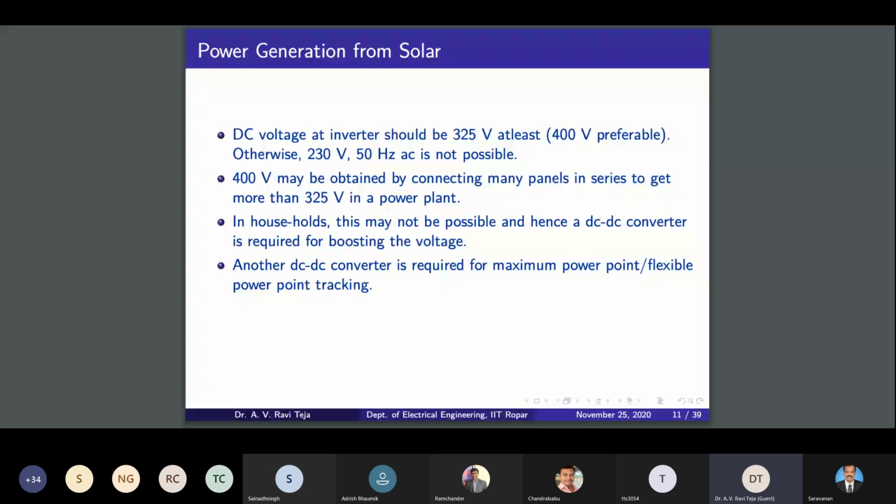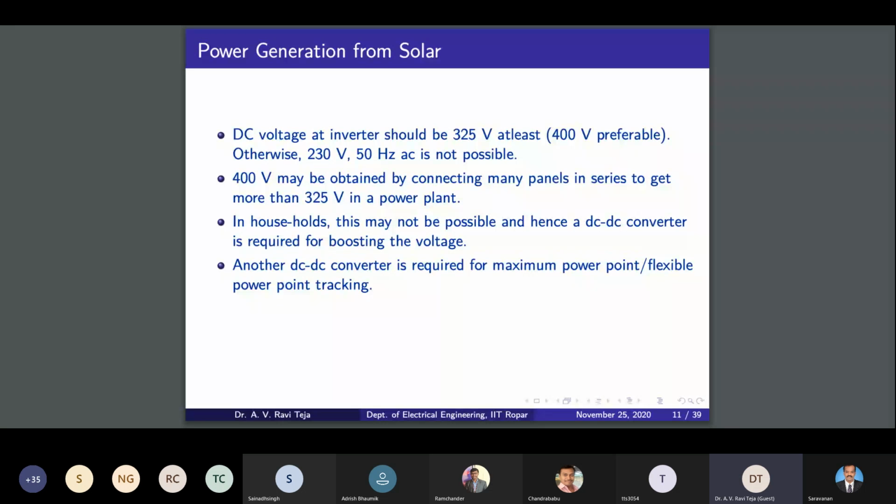So in that situation, what you have to simply do is you have to generate only that much power that the load is demanding, because your battery is fully charged and you are not connected to grid. This we call as flexible power point tracking.